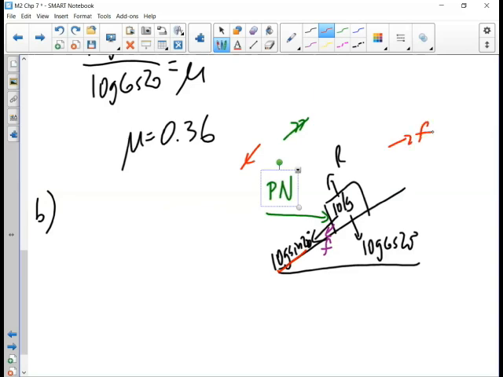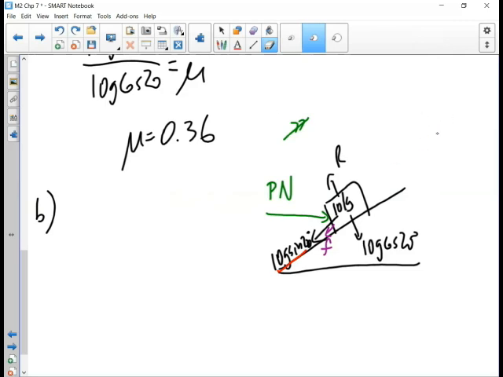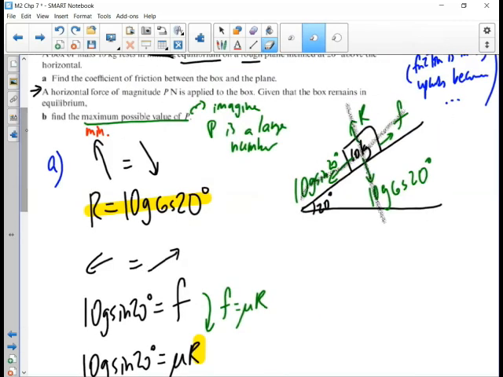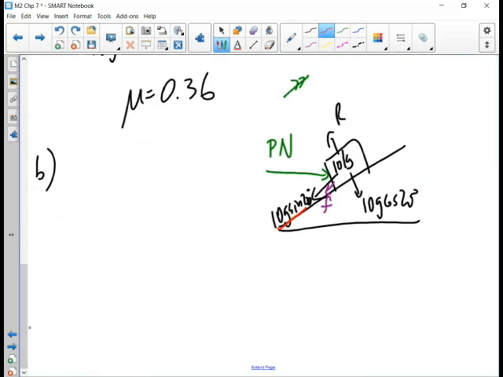Just to clear up the concept in here. The reason that friction is now acting downwards is because it's a maximum value of P. It means P is a very big number. So if P is a very big number, it overcomes the 10G sin 20. So the block is very likely to move up, but it's not moving because friction is against it.